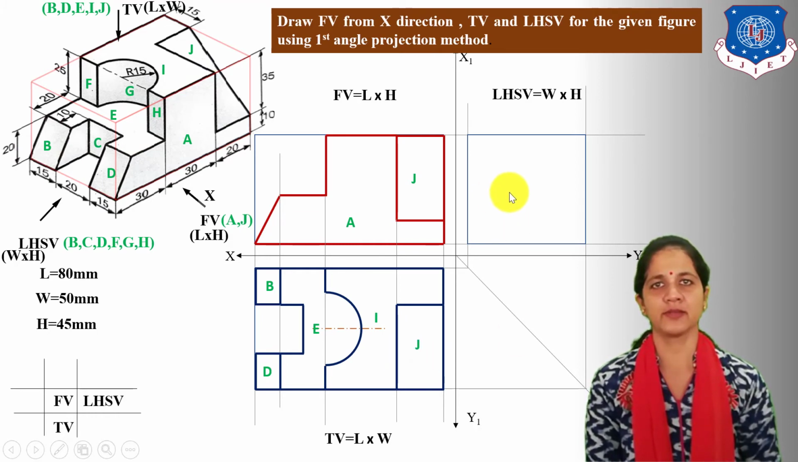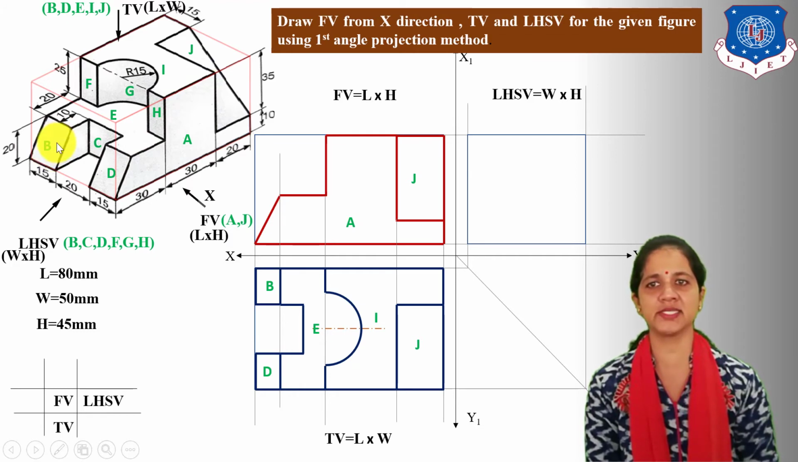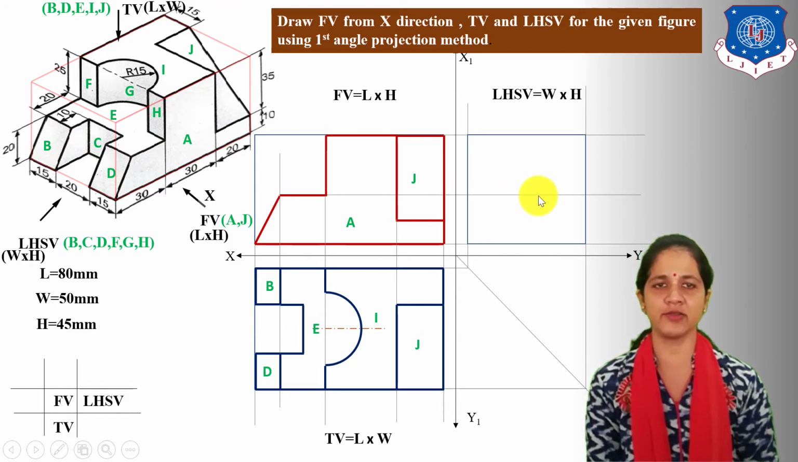Next, draw the visible surfaces in the left hand side view box. From the left direction we can see the B, C, D, F, G and H surfaces. First, locate the B surface. The height of the B surface is 20 mm, so first transfer the 20 mm height from the front view. The width of the B surface is 15 mm, so transfer the 15 mm width from the top view.